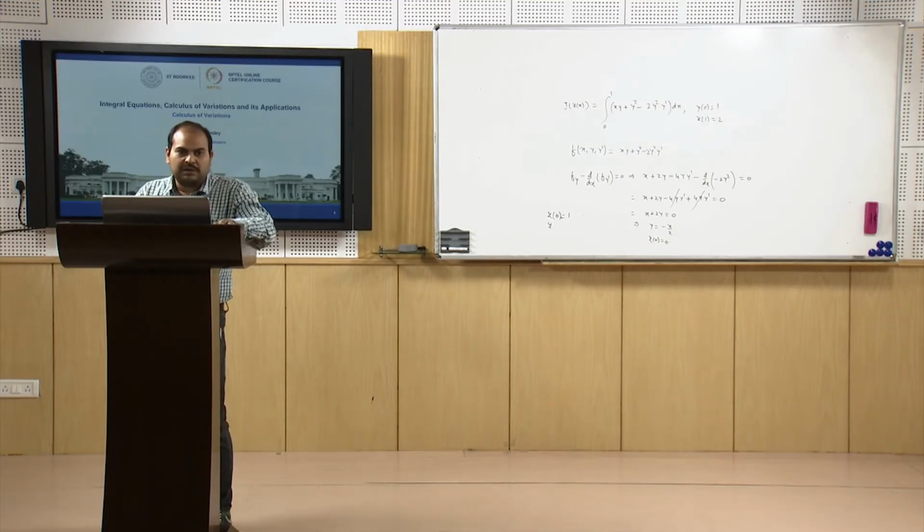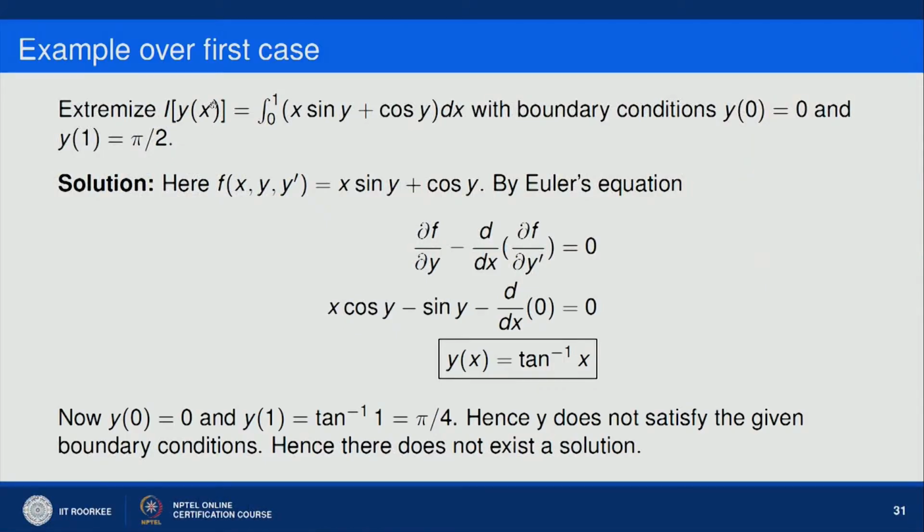So, let us move to one example based on this. Let us look at the extremize of I of y of x equal to the integral from 0 to 1 of x sin y plus cos of y dx, with the boundary conditions y of 0 equal to 0 and y of 1 equal to pi by 2. Here f of x, y, y dash is given as x sin y plus cos of y. So it is independent of y dash.